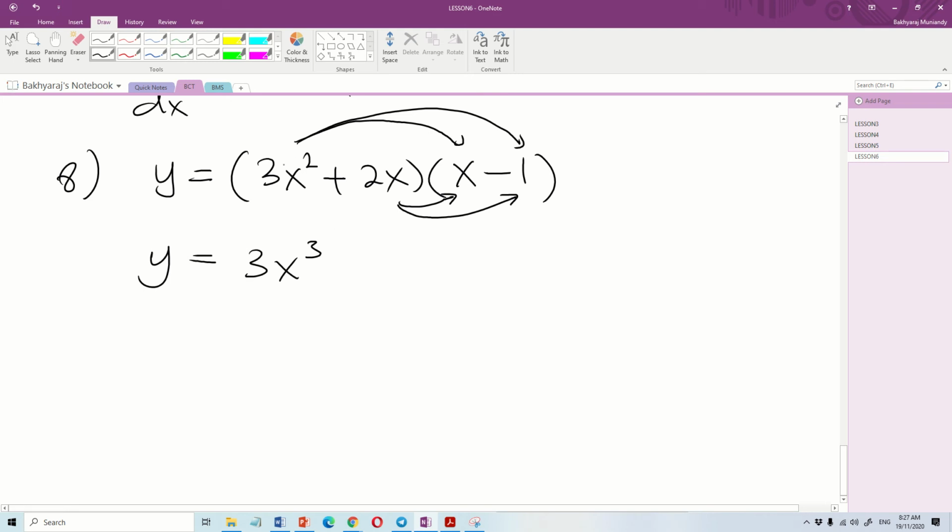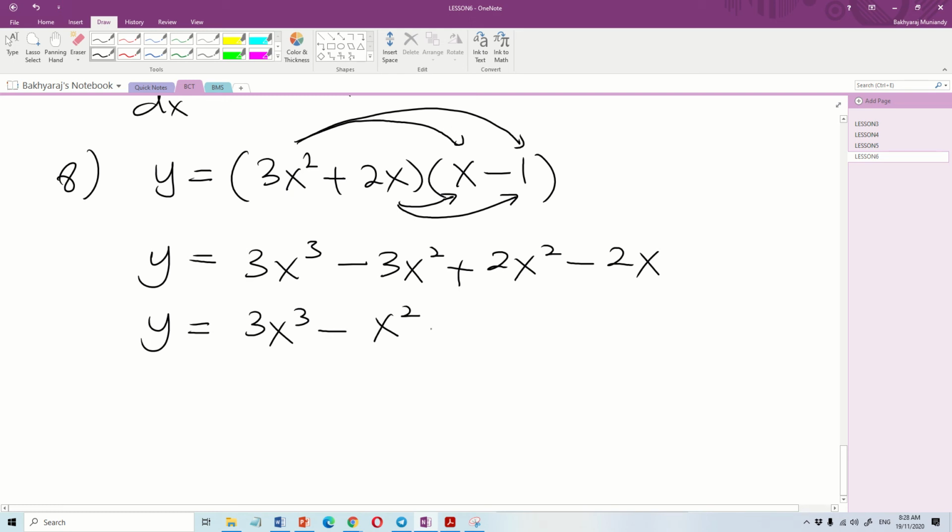One by one. Okay, first 3x cube minus 3x square plus 2x square, then minus 2x. Okay, what is the last answer? y equal 3x power of 3, very good. Minus x square minus 2x. Okay, betul.